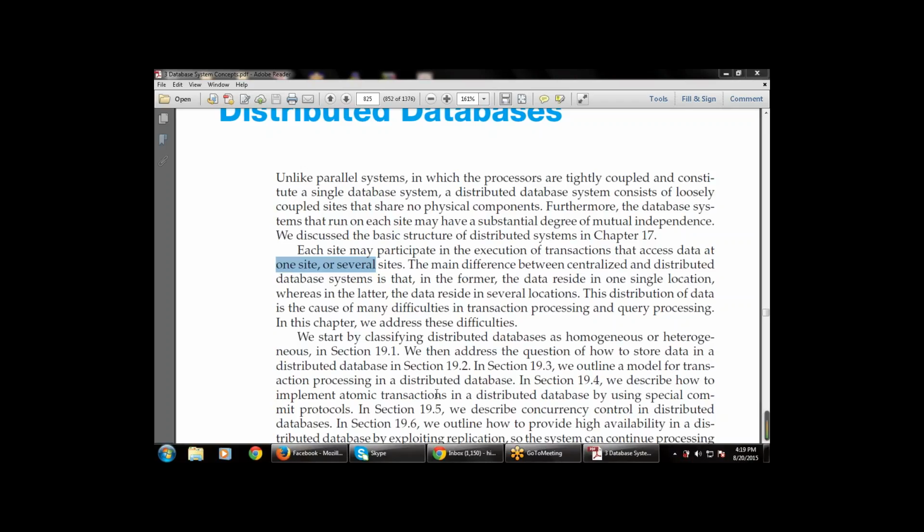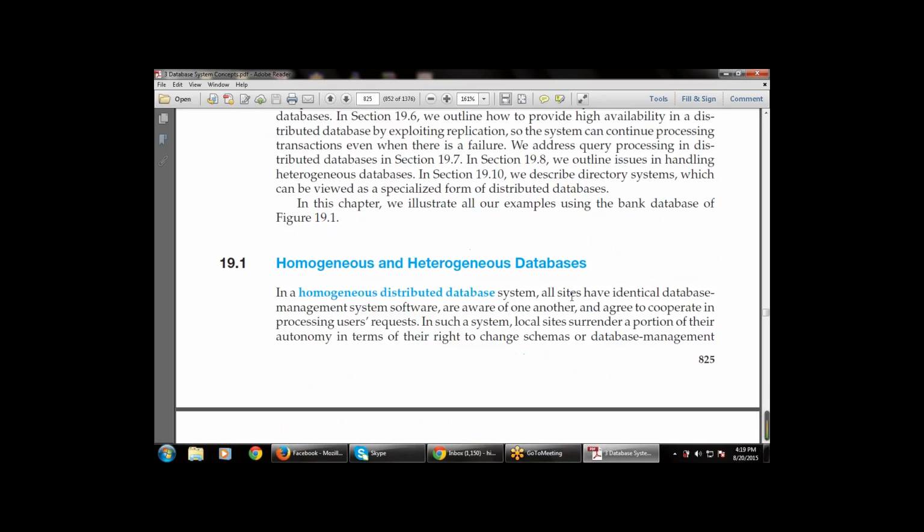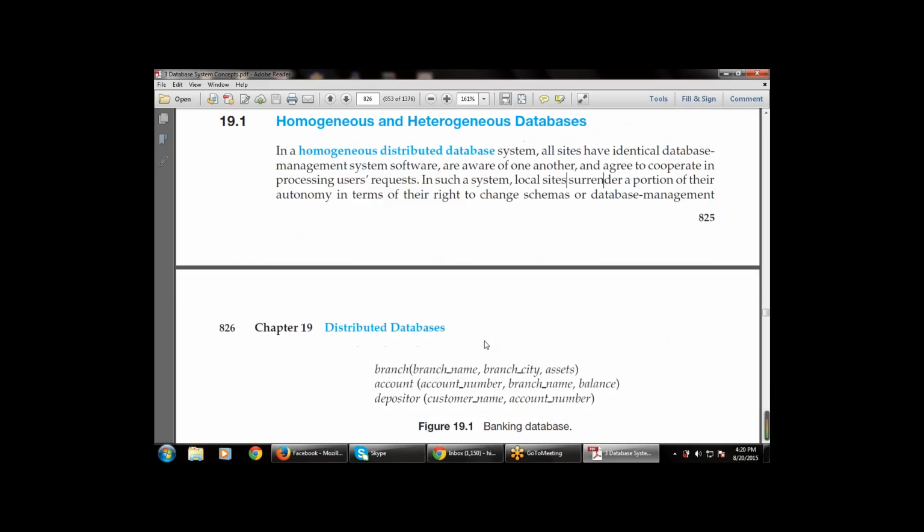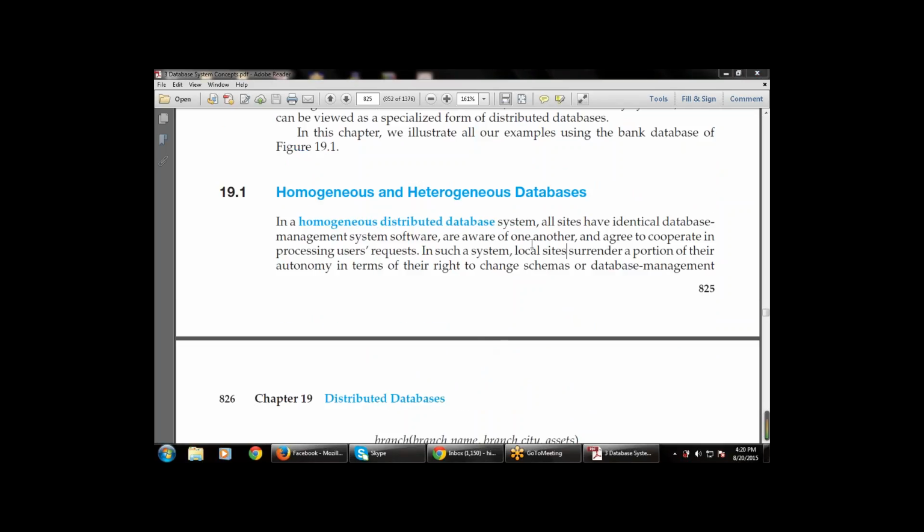Then we also talked about homogeneous and heterogeneous. Homogeneous means similar elements are grouped together, that is a homogeneous database. That is, all the sites have identical database management system software, are aware of one another, and agree to cooperate in processing users' requests. That is a homogeneous distributed database system. In such a system, local sites surrender a portion of their autonomy in terms of their right to change database schemas. So in a homogeneous distributed database system, every site has identical database management system software and is aware of one another.